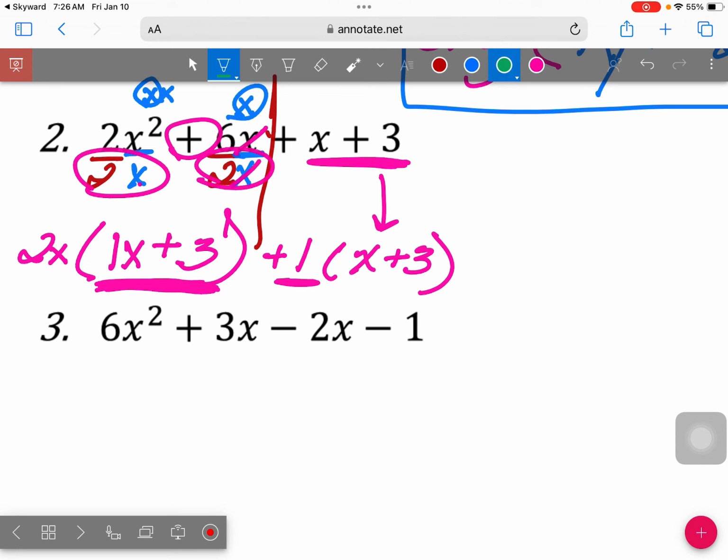But hey, now I have these same 2 factors. Why is that not going? Come on.